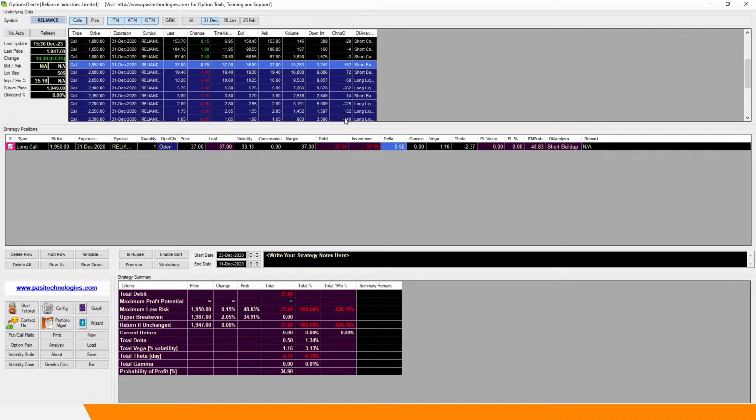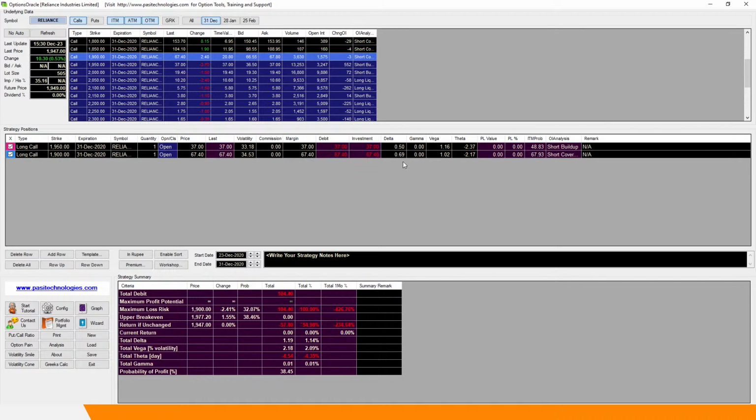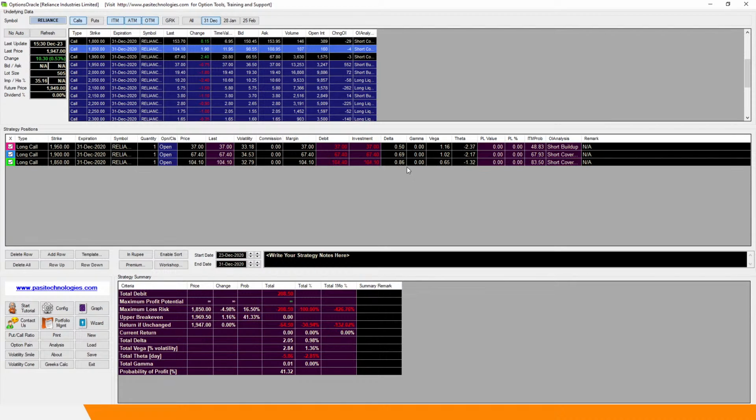Now if you are talking about calls which are in the money, calls will be cheaper than this. So if I take the next call, the delta will be a little higher. You can see it has a delta of 0.69. If I take the next call, it will have even higher delta. You can see 0.86. So what that basically means is, if I am buying this call, for every 1 rupee the stock goes in my favor, my option value will increase by 86 paise. But if I'm buying this call, for every 1 rupee the stock goes in my favor, my option value will increase by 50 paise.